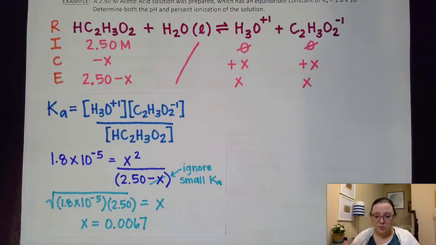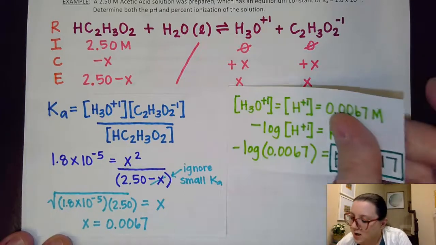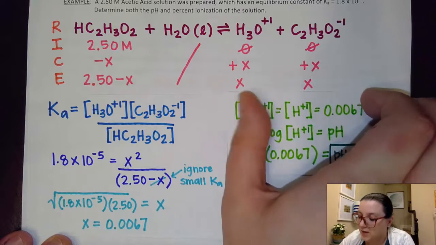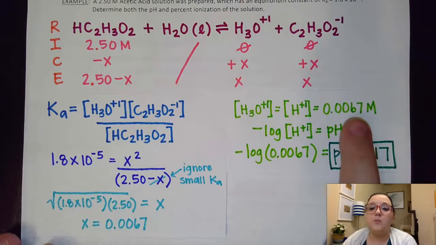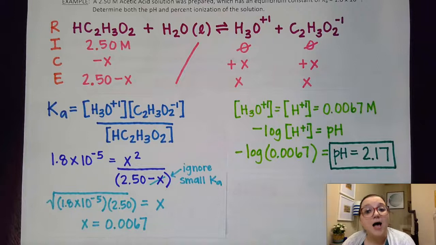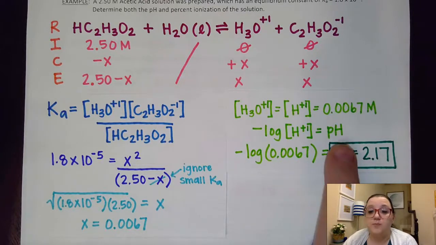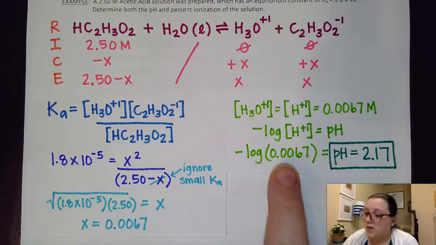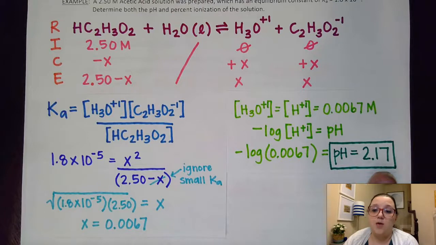Why is that important? Well, think about what I'm trying to solve. I'm trying to get to pH. And so now that I know that hydronium, which is the same thing as writing H+, is equal to that 0.0067, I now can take the negative log of that value and solve for pH. So I would take the negative log of that 0.0067, and that would get me a pH value of 2.17.